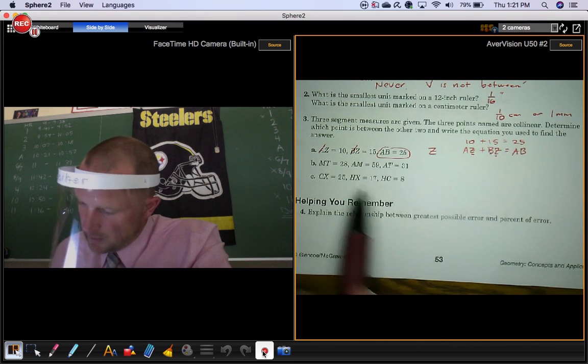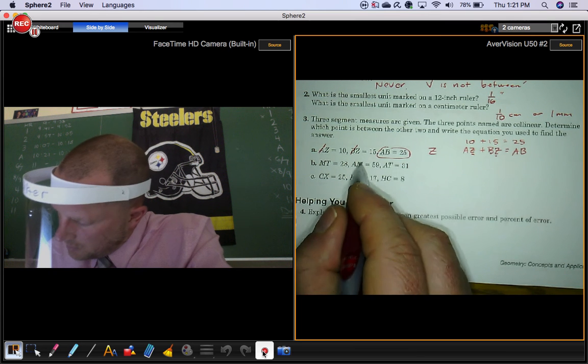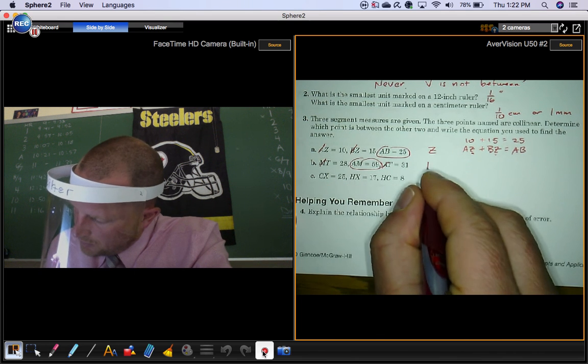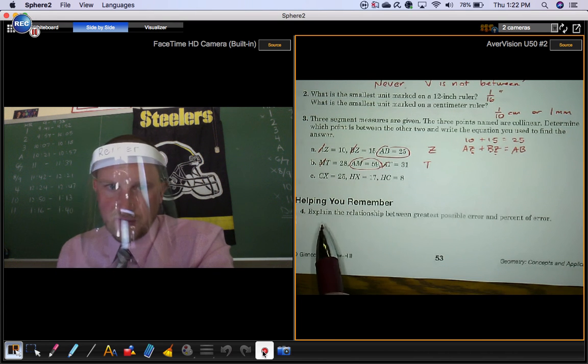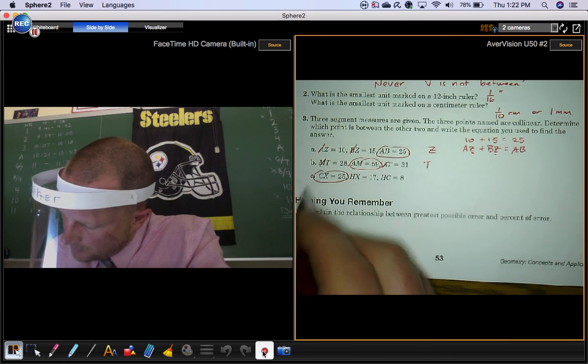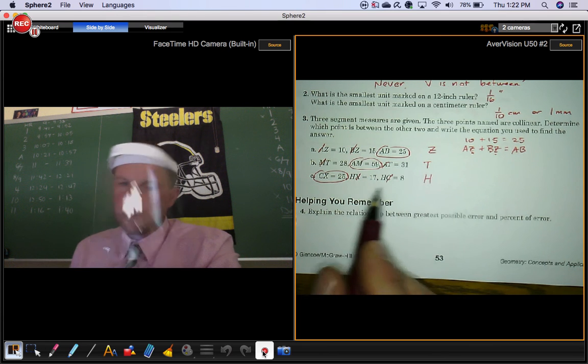Okay, so you can do the same thing for these. You could use this same equation. T is definitely in between there. H is the point in between there.